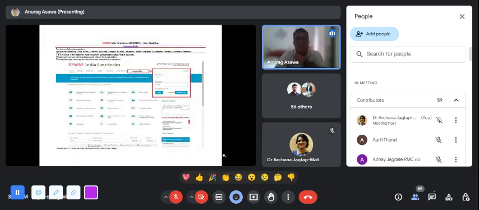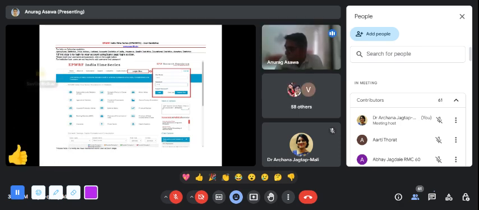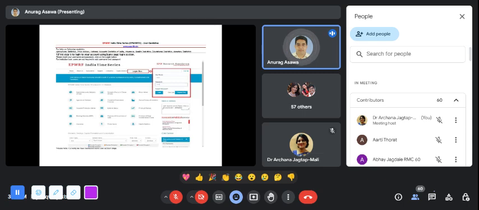Is my screen visible? Yes, sir. Thank you. So this is the front page of EPWRF India time series. I hope in red color you can read this is EPWRF, and India time series has been given in the black word. The full term when we say this EPWRF ITS is India time series.